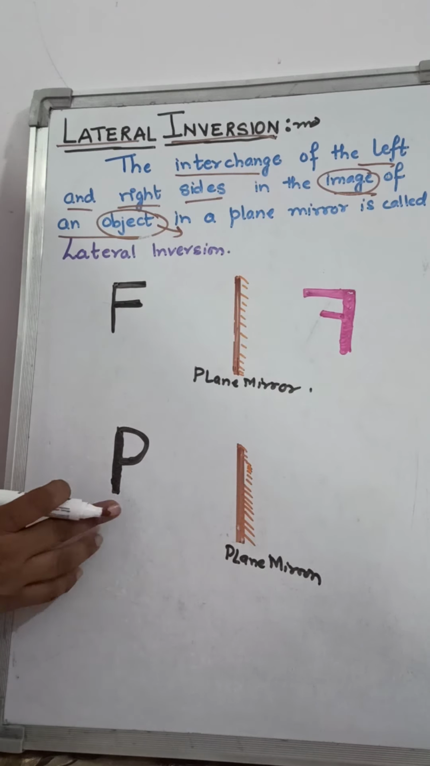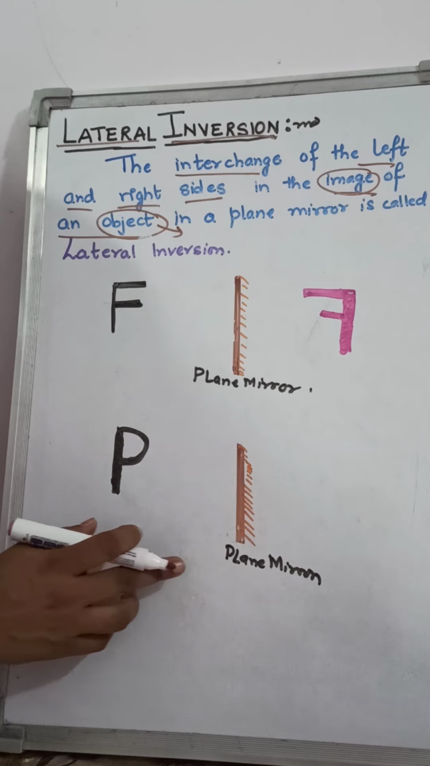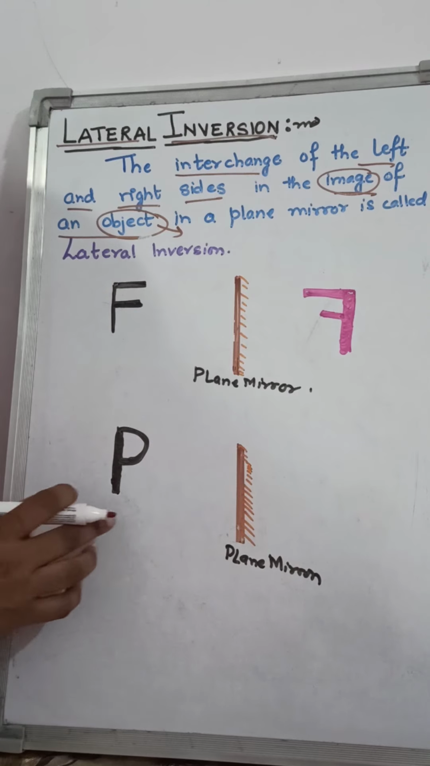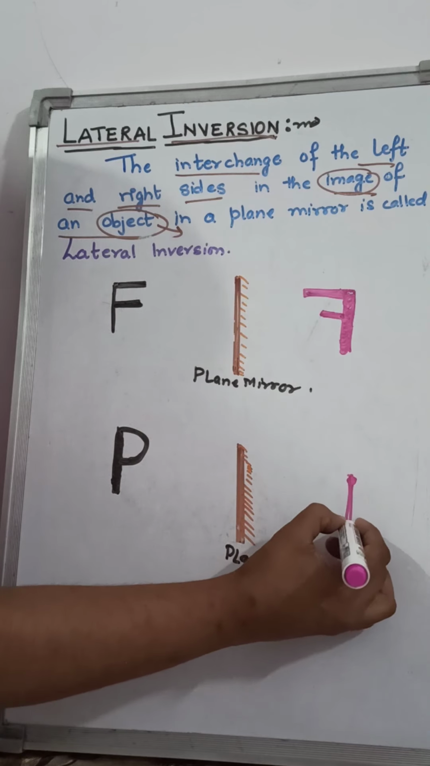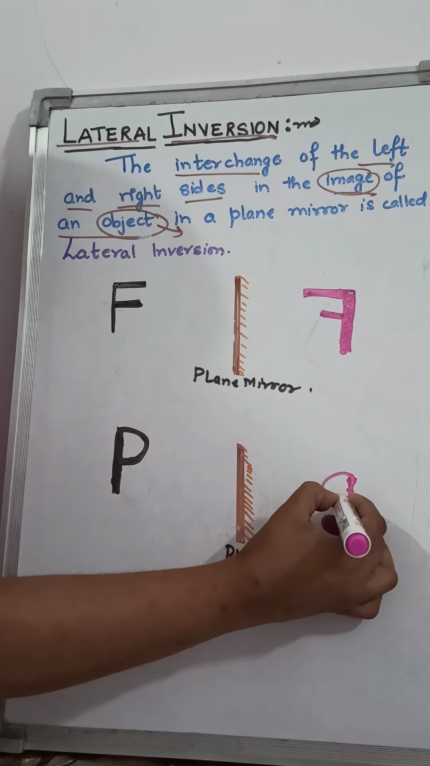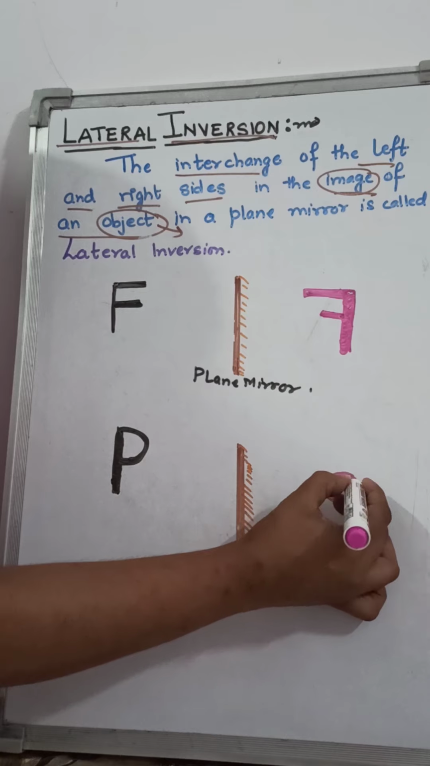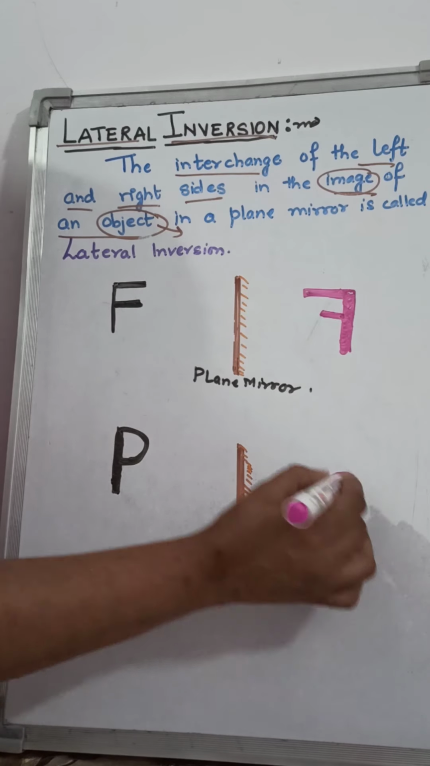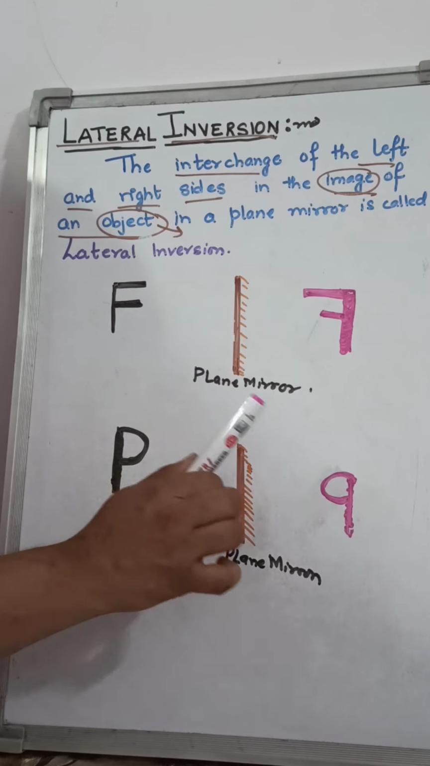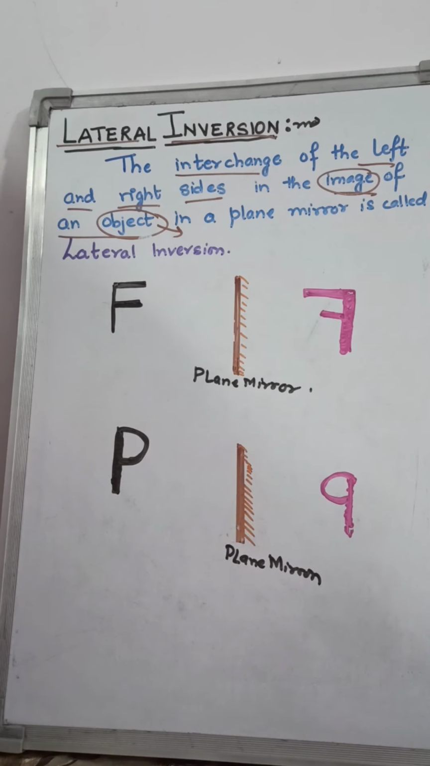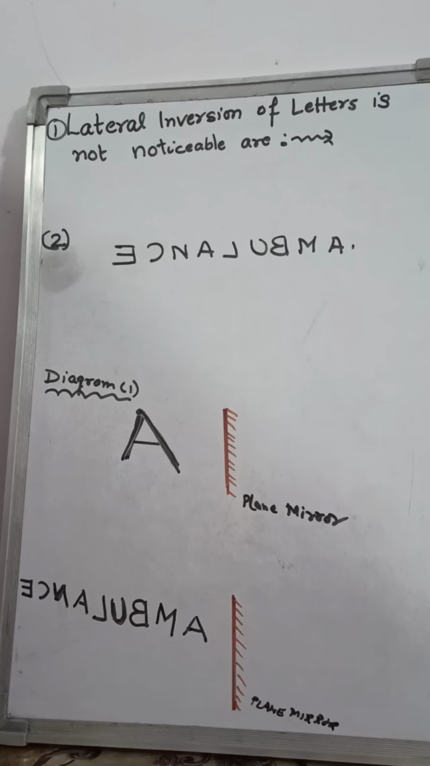Similarly, if you take a letter P in a plane mirror, the letter P appears in the plane mirror this way. It's laterally inverted. Can you see the letter P? So this is laterally inverted. The letter has been laterally inverted. So this way they are seen.